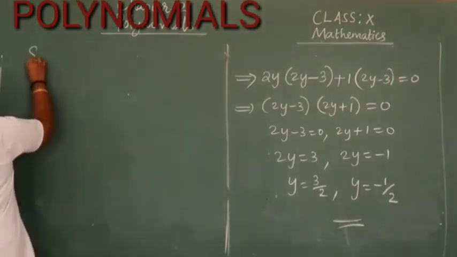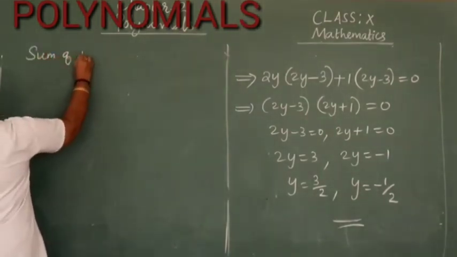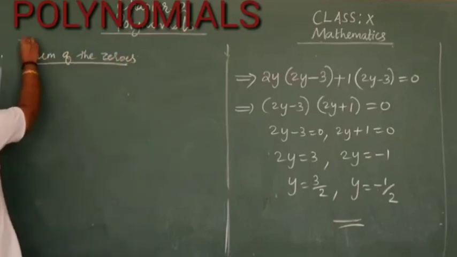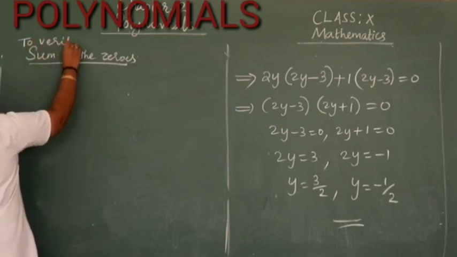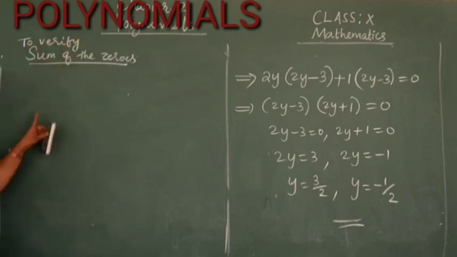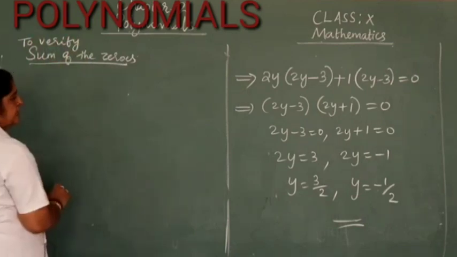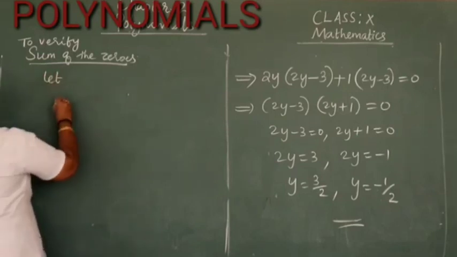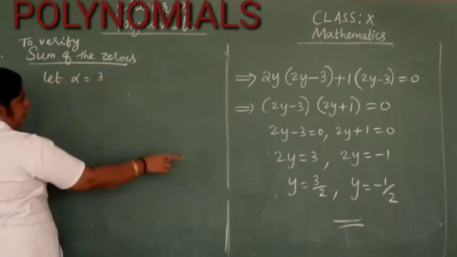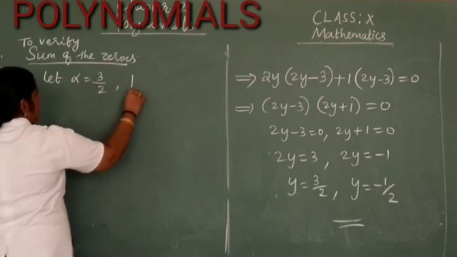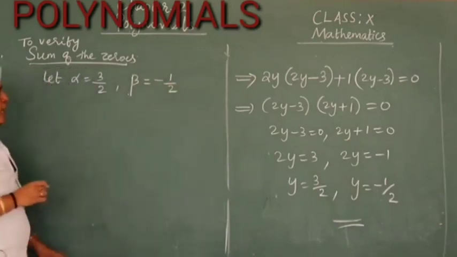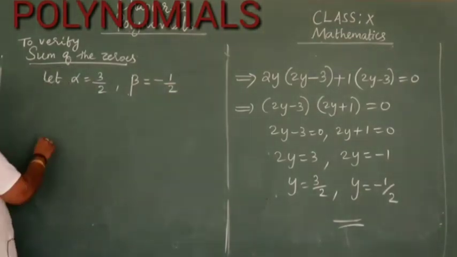So first I am going to verify the sum of the zeros. Okay, yes. So what are the zeros here? 3 by 2 and minus 1 by 2. So we can take the first zero as alpha, 3 by 2, and the second zero as beta, minus 1 by 2. Now when I find the sum of the zeros, what happened?